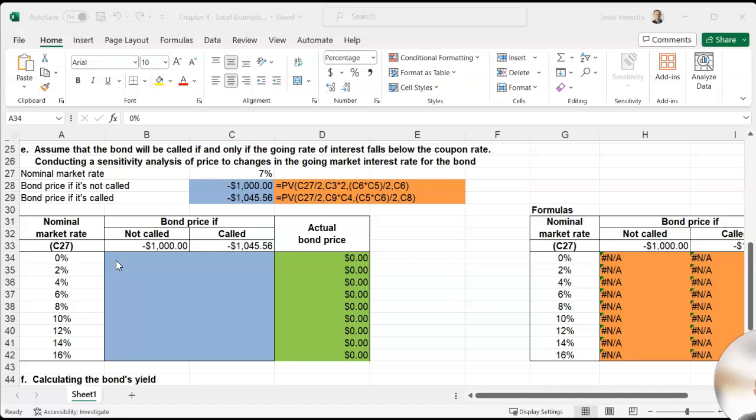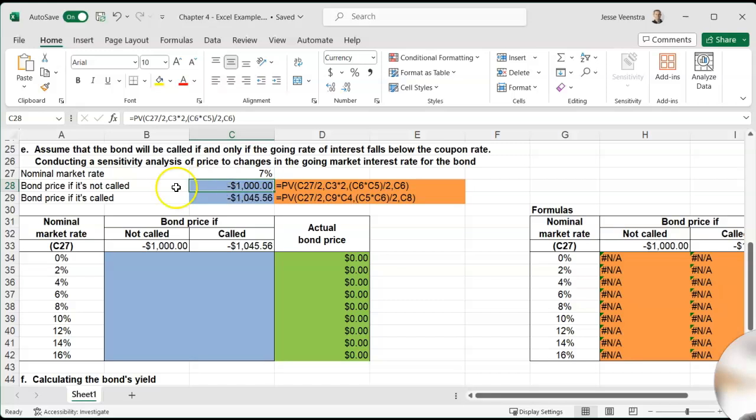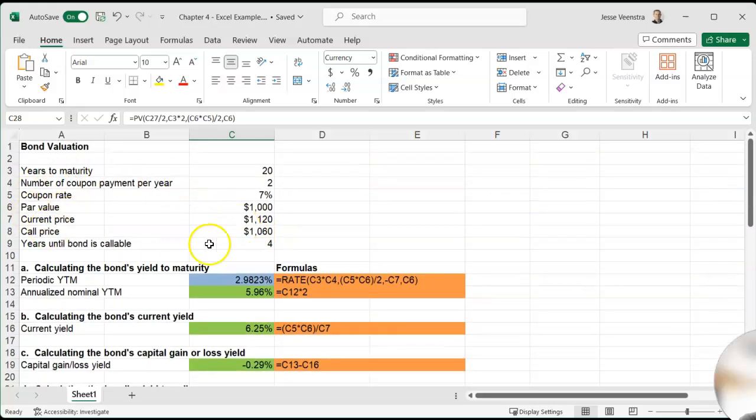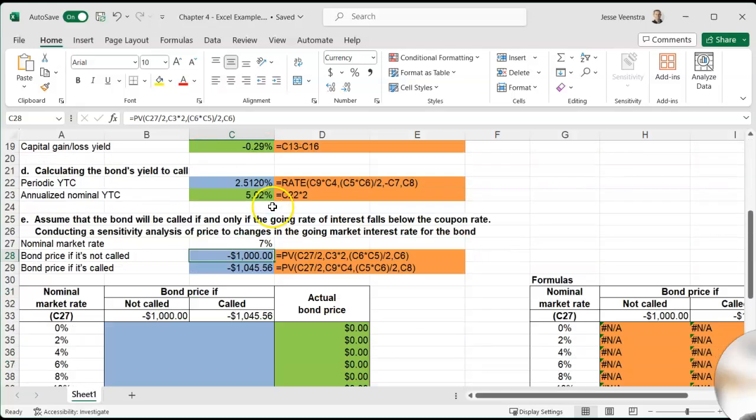relationship. So if I click on B33, I see that it's linked automatically to cell C28, bond price if not called. And up in C28, we're finding the present value of the bond, assuming that our interest rate here, C27, is 7%. I'm taking the information from above, years to maturity, coupon payments, and creating a present value formula to find the price of the bond.